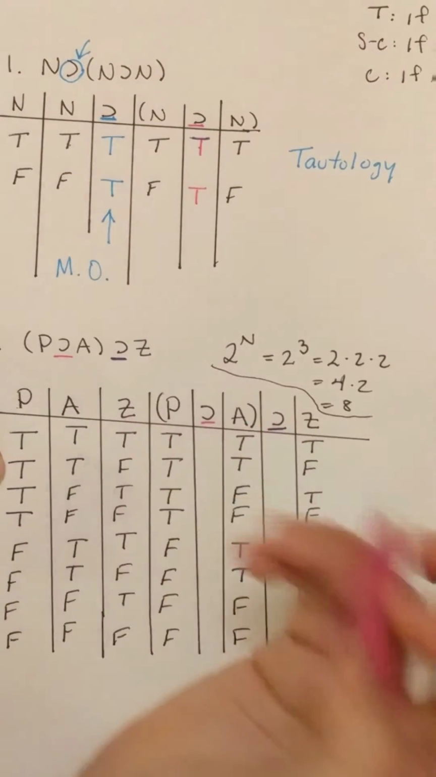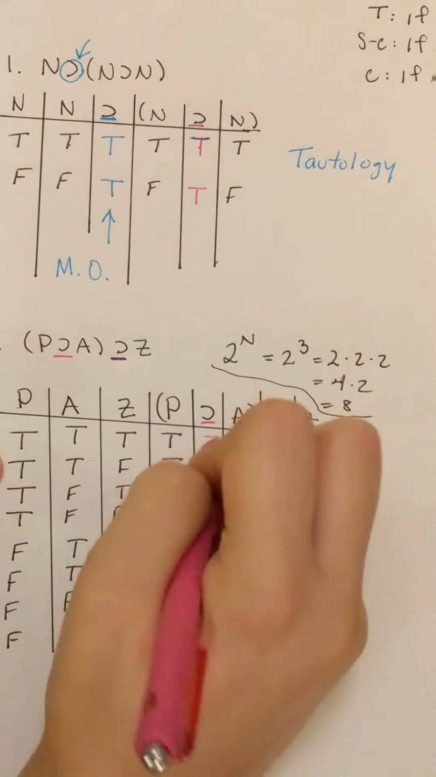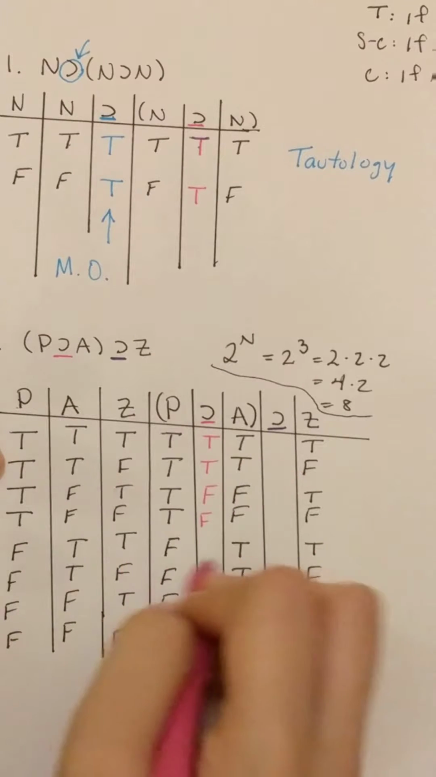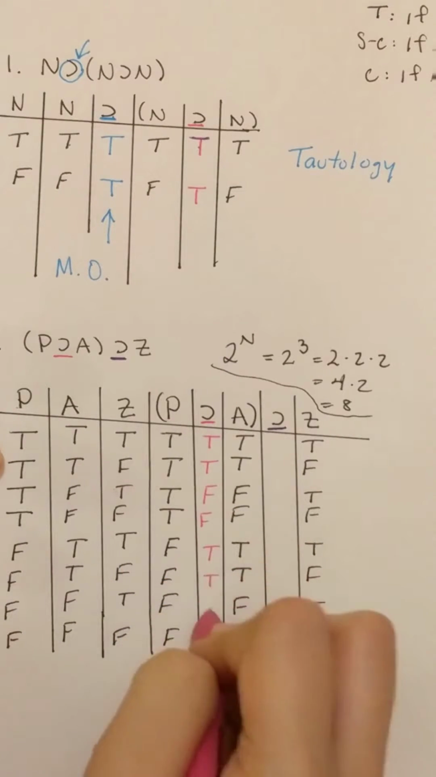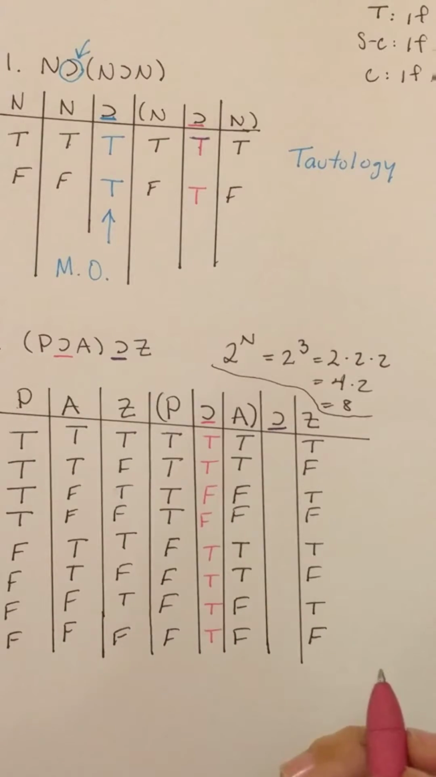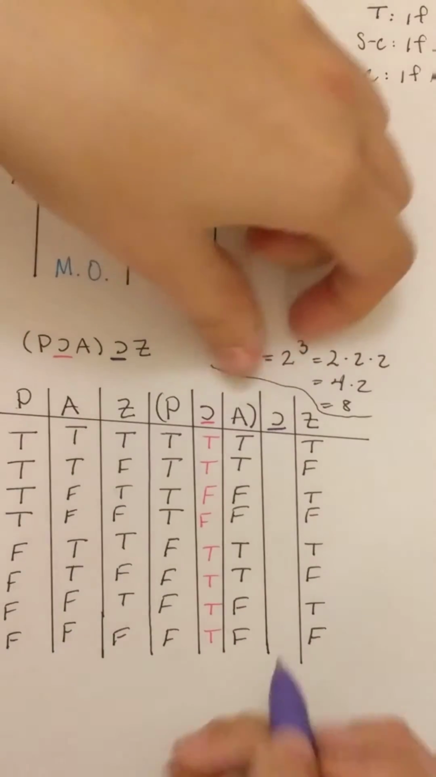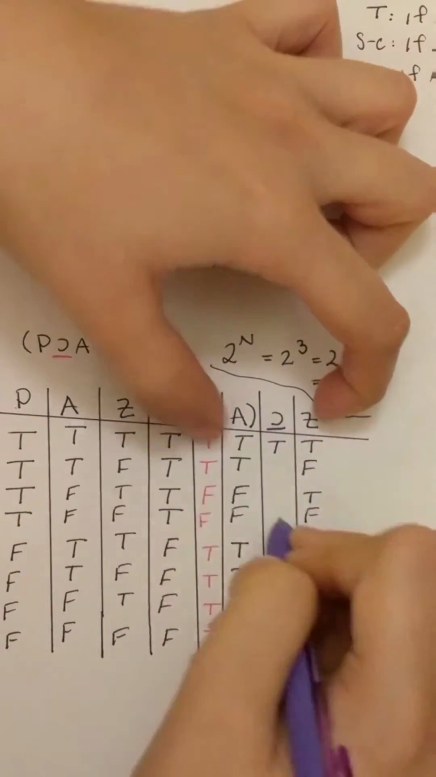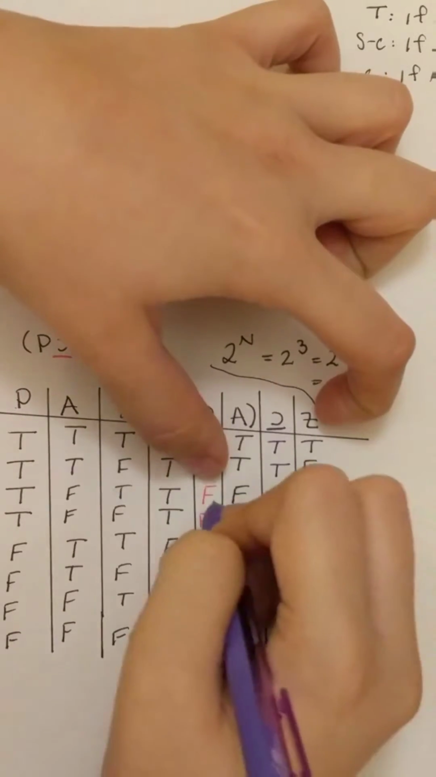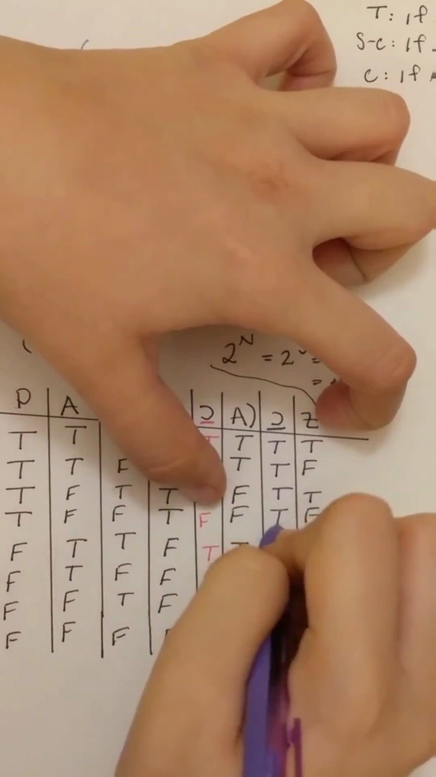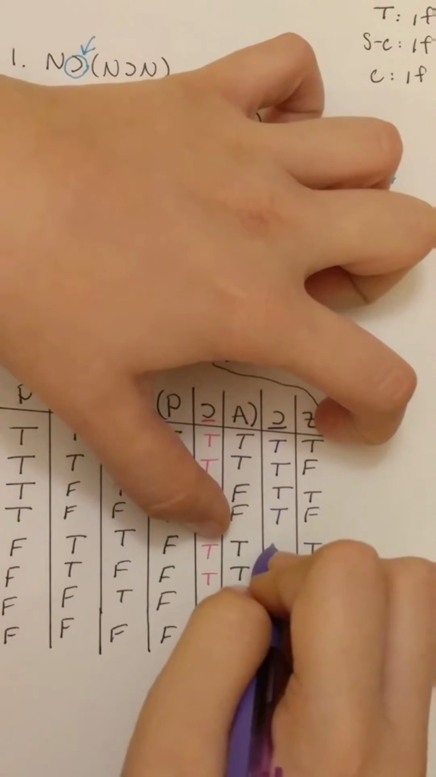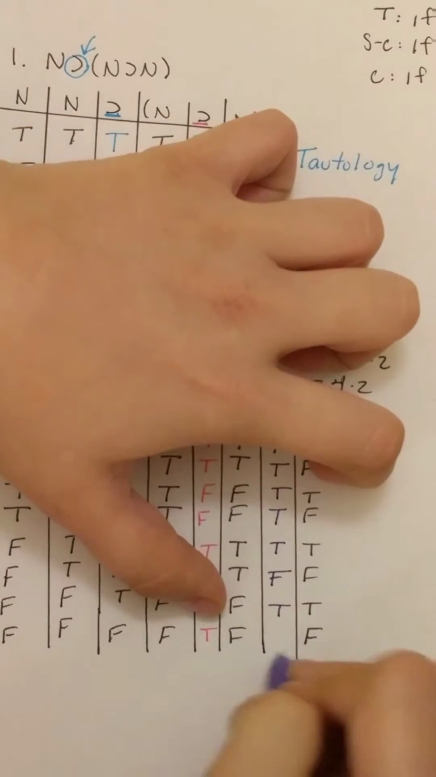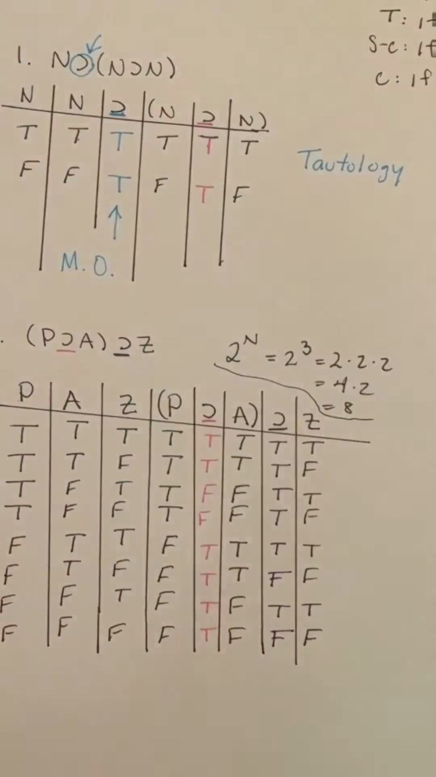So I'm going to do inside the parentheses first. So if true, then true. If true, then true. If true, then false is false, false. And the rest of these are true. And then I'm going to compare the pink statement to Z. So true, then true is true. True, then false is false. False, then true is true. False and false is true. True, then true. True, then false. True, then true. True, then false. It's false.